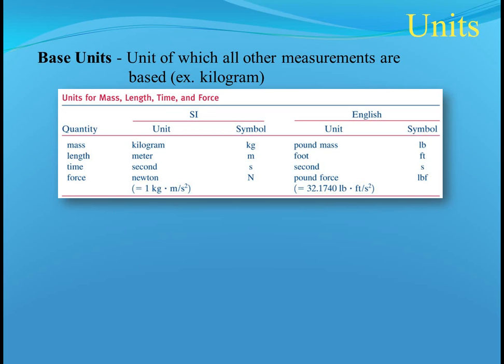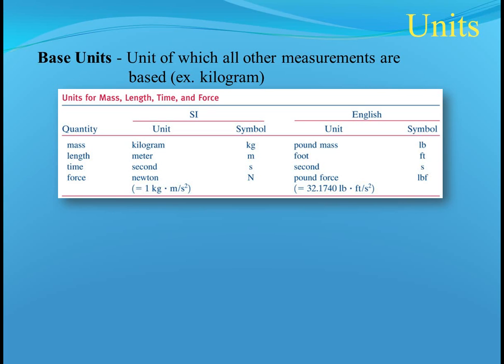So let's talk a little bit about units that we'll use in this class. Base units are units on which all other measurements are based, right? You've probably learned about this in other engineering courses, but the two major unit systems are SI and English units, right? So if we're looking at a quantity of mass in SI units, it would be kilogram, and in English units, it would be pound mass.